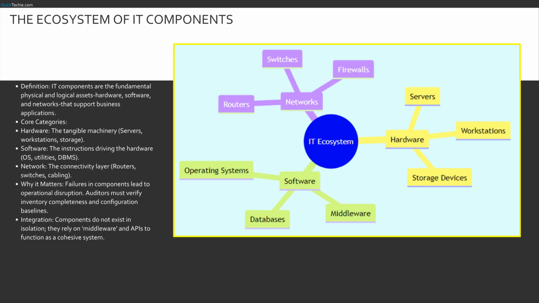This mind map visualizes the component hierarchy we will explore. At the center is the IT ecosystem. Branching out, we see hardware, which anchors the processing power. Software sits on top, driving logic, and networks provide the essential connectivity. Notice how they are distinct yet interdependent. A failure in the network branch isolates the hardware, rendering the software useless.